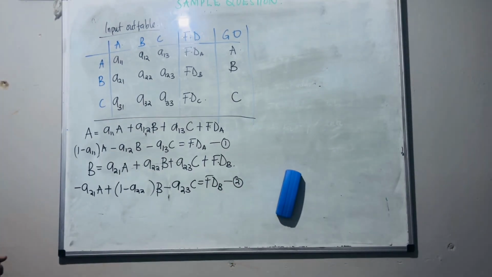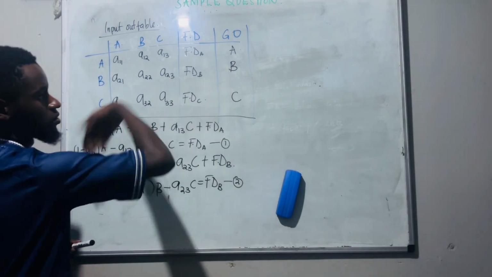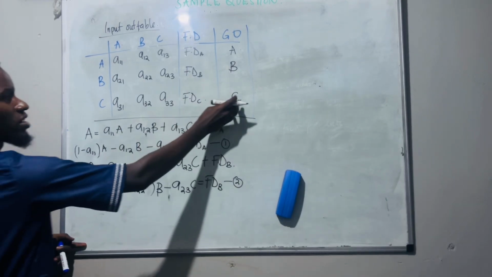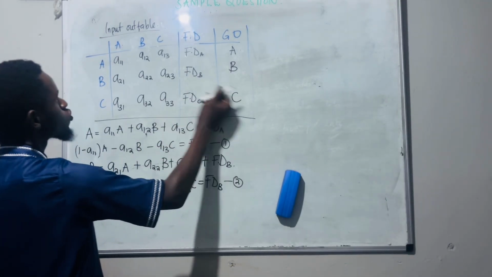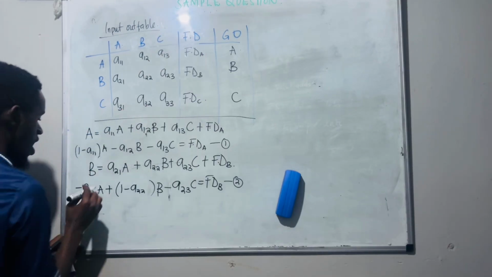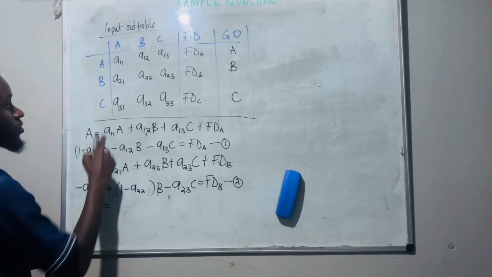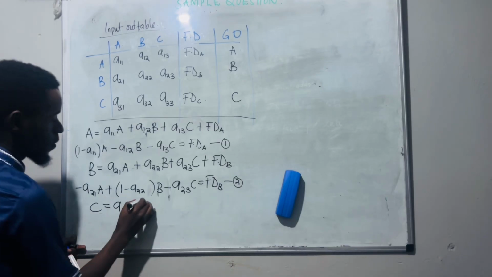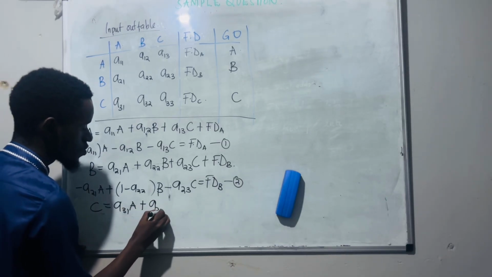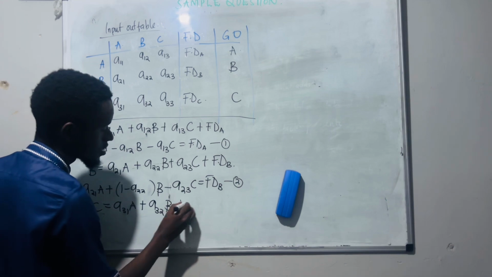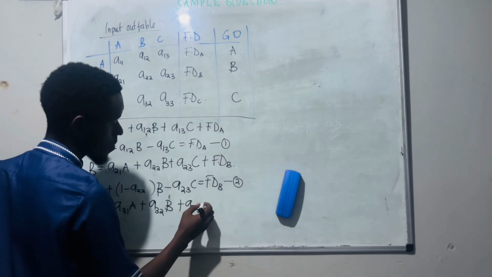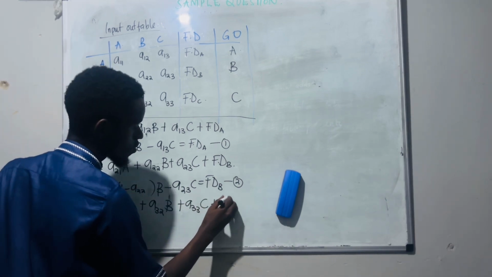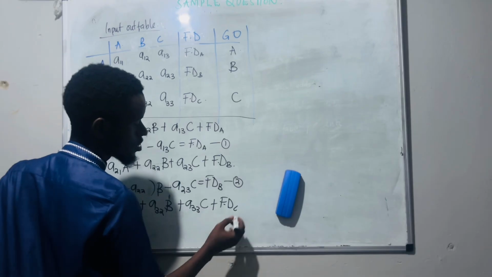Likewise, now I do so for C. The whole of C is going to be consumed by A, B, and C, and then final demand. Then I'll have my C equals A31 consumed by A, plus A32 consumed by B, plus A33 consumed by C, then plus the final demand for C, FD C, like that.